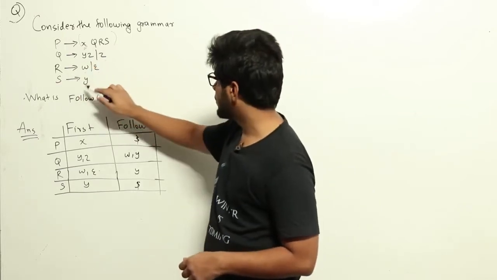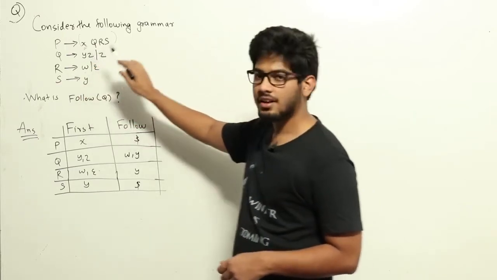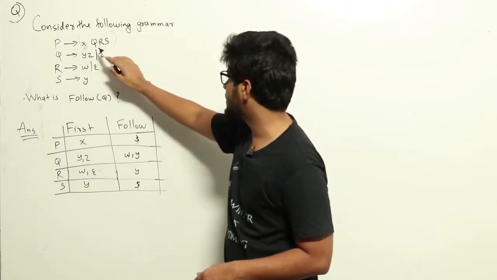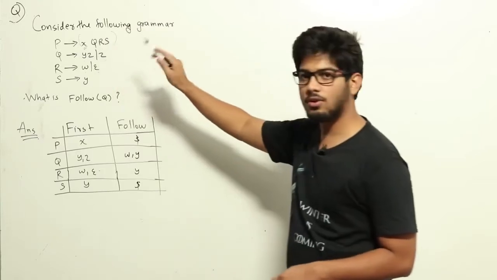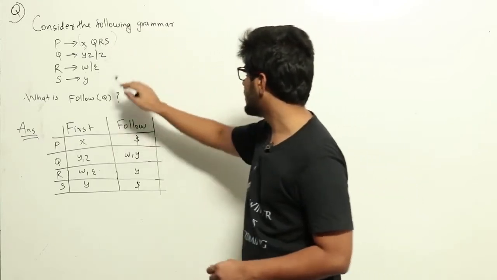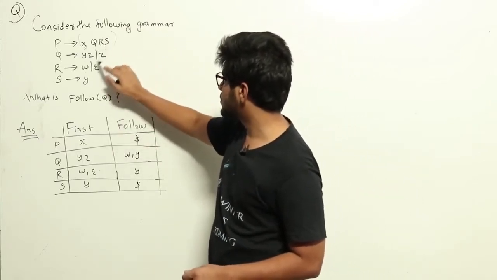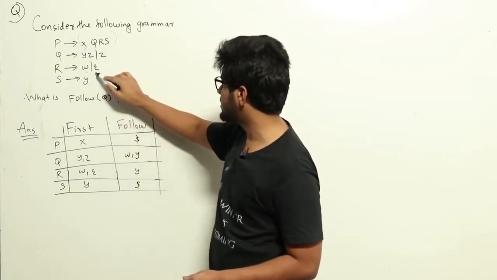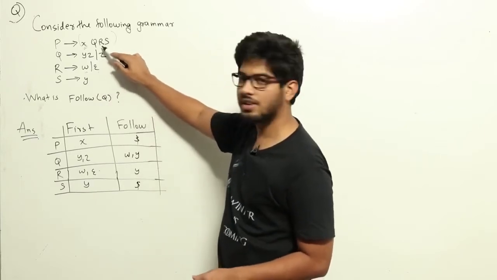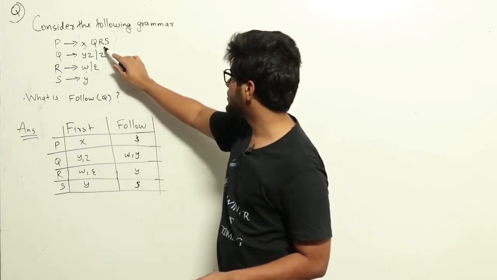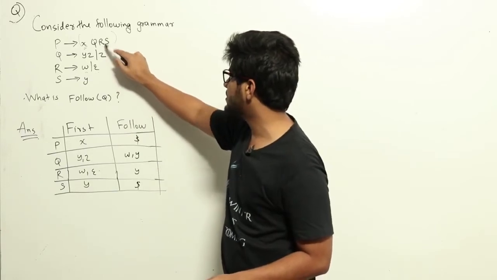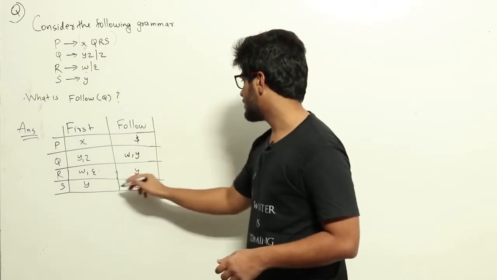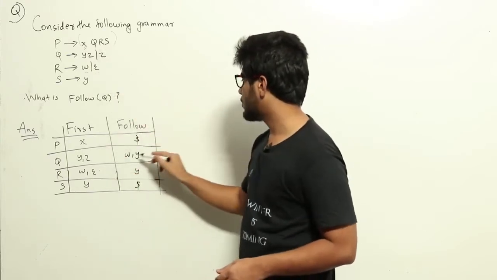Follow of Q: if you look, Q appears in the right hand side in this production. Now we need to see what appears on the right side of Q. In this production, to the right side of Q, it is RS. So follow of Q will be first of RS. Now first of R is W. We can write W here. R contains Epsilon also. If R contains Epsilon, then we need to consider the first of whatever appears to the right side of R as well. So since R contains Epsilon and to the right side of R it's S, we need to add the first of S also to this. First of S is Y. So follow of Q will contain W and Y.